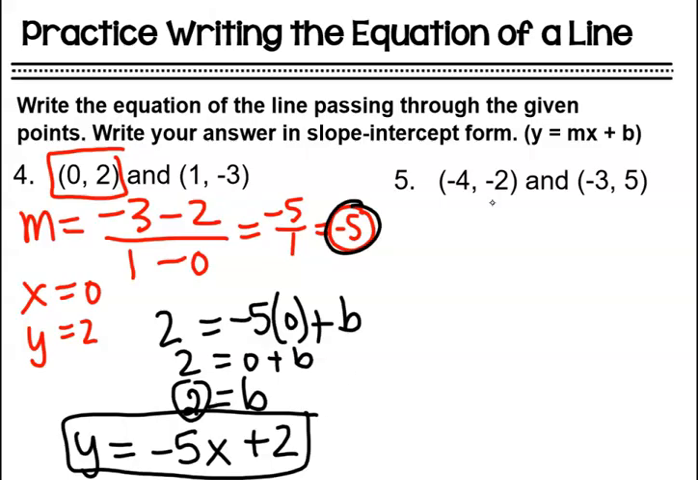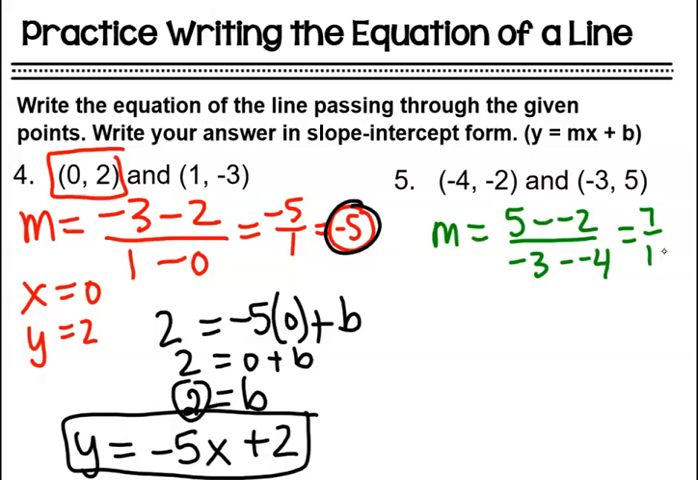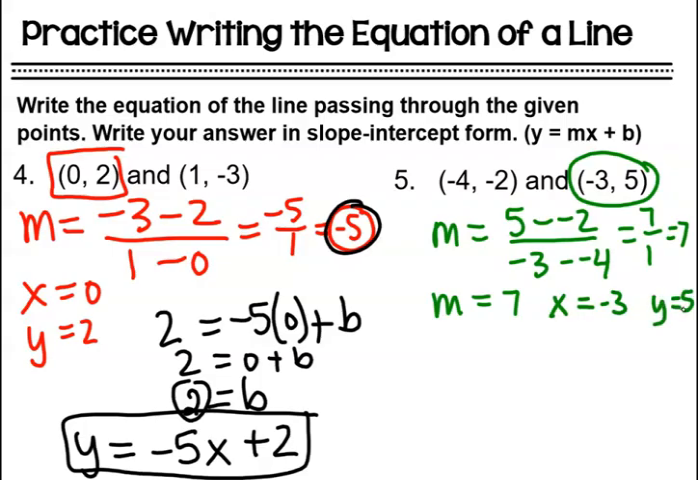Let's try this last one over here. First, we will find the slope value. Be careful of your signs. And don't forget to reduce your fraction. Here, I get 7 over 1. So my m value is 7, and I'm going to choose this point. My x value is -3, and my y value is 5.